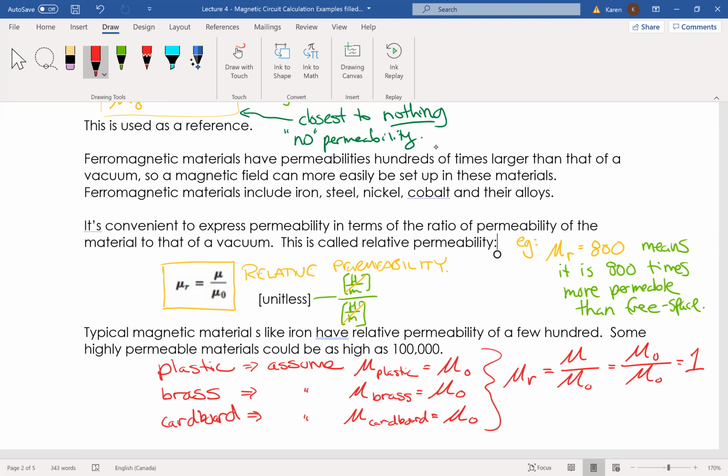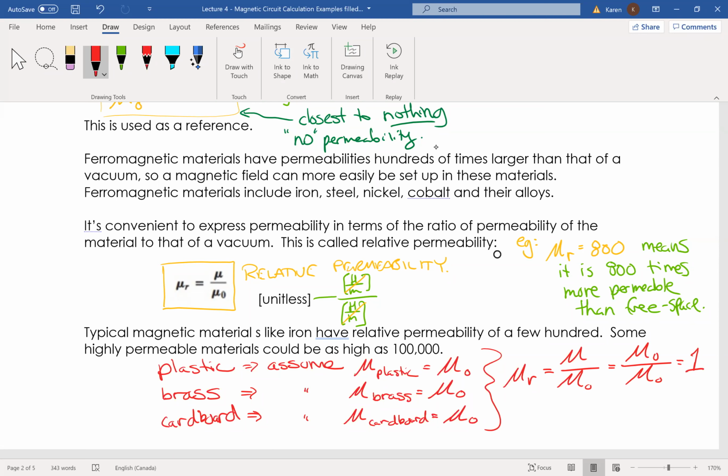So the relative permeability of plastic, brass, and cardboard, and anything else that is not magnetic, I am telling you, use 1 in this course. If you're a physics major and you're doing your PhD, perhaps you are figuring out if it is exactly 1. I don't know. It might not be. It might be somewhat not exactly unity.